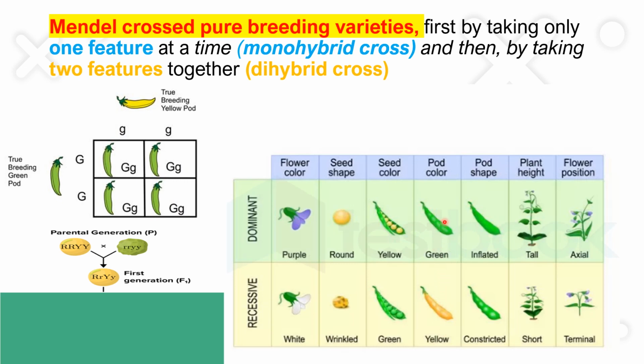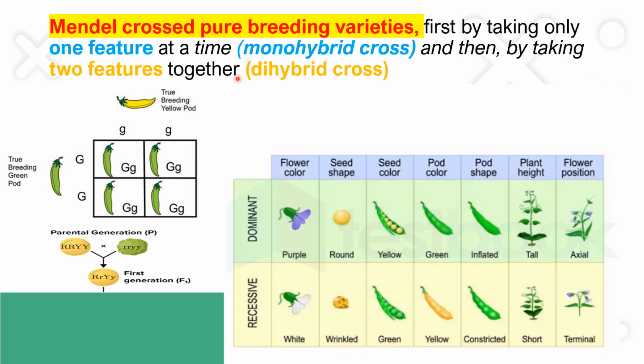Then he took true breeding or pure breeding varieties. What is the meaning of that? Both the parents are homozygous. One parent is homozygous recessive, another parent is homozygous dominant. But one character he took, that's why that is monohybrid cross.